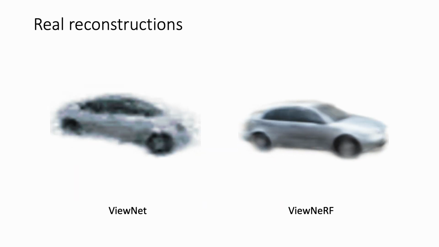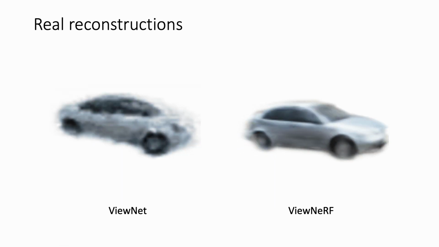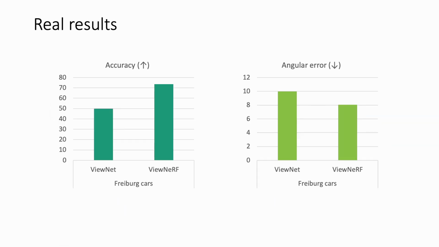This is, however, not the case anymore when training these models on real data. As shown in these reconstructions, voxels seem too limited to model the complex patterns of real data, while ViewNeRF can capture model-dependent appearance changes thanks to its NeRF backbone. This translates to a much larger performance boost, yielding a 25% increase in accuracy and 20% decrease in median angular error.